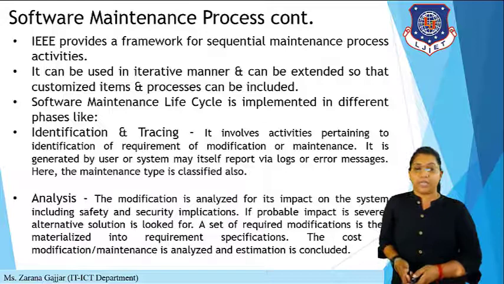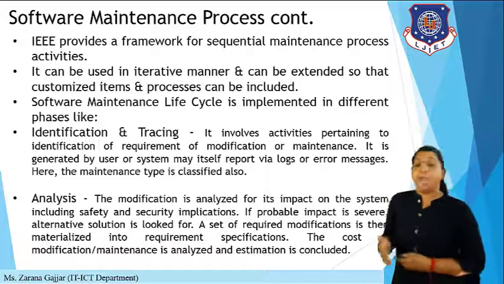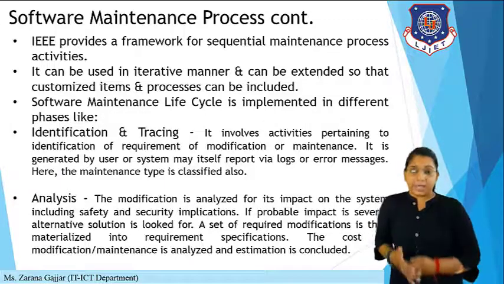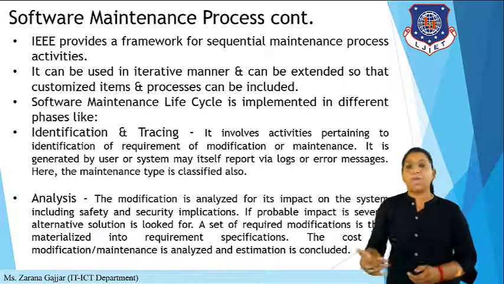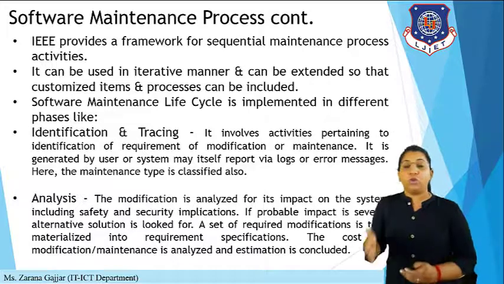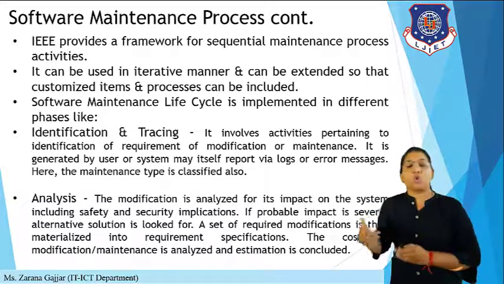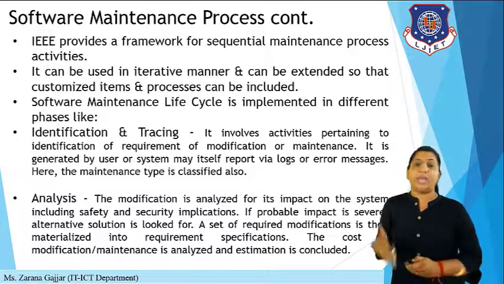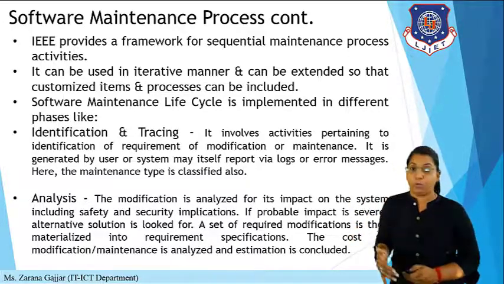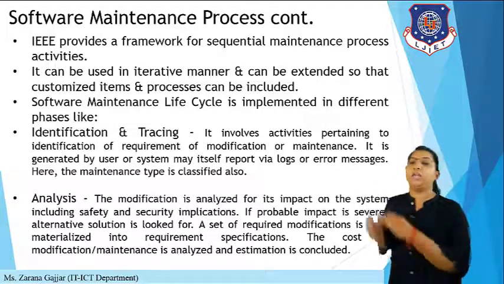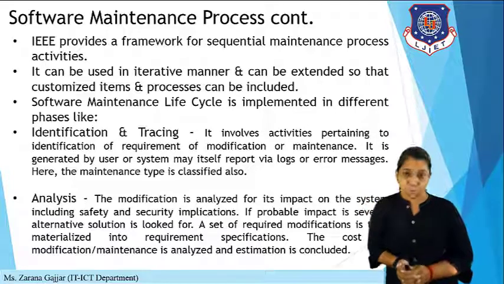So the first activity is identification and tracing. But before that, we already know what software maintenance means. Here, the IEEE standards have provided a framework for sequential maintenance process activities. If you have to maintain any software, you need to follow some sequence, right? The IEEE framework provides sequential process activities, and it can be used in an iterative manner. Whenever you require any maintenance in software, you need to follow all these activities.